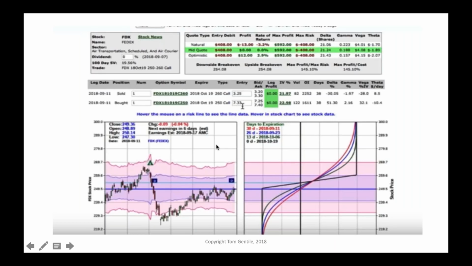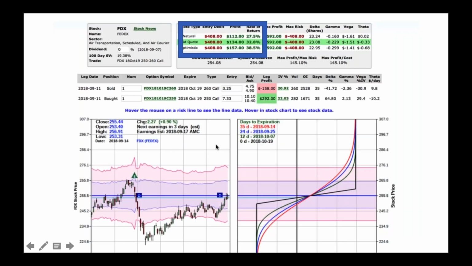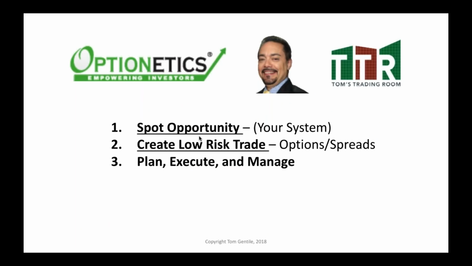So that was just a really quick review. Here's the example of what the FedEx trade looked like yesterday before the earnings announcement. It was actually up about 32% from the previous week. So at the end of it all, these are the 3 things that I'm doing. I'm spotting opportunity, and that's what you need to do if you want to become more consistent as a trader, not a hobbyist.